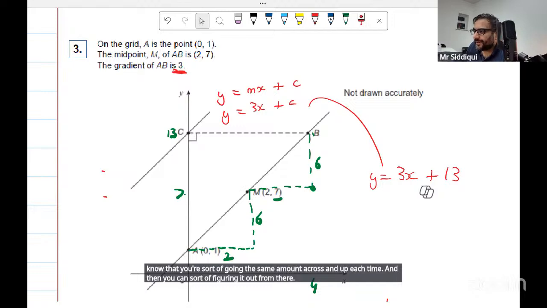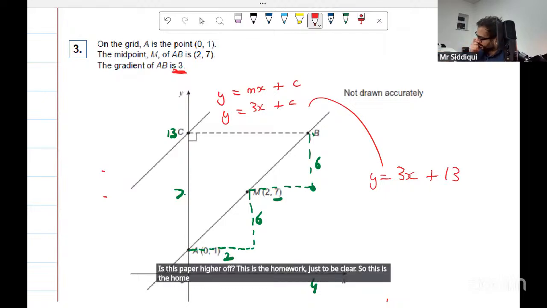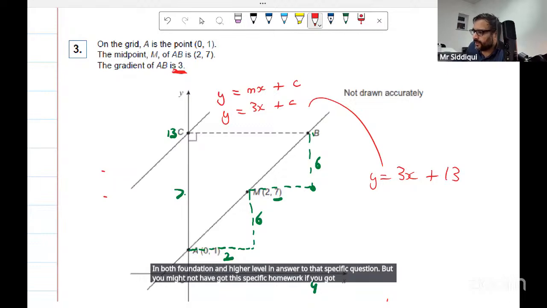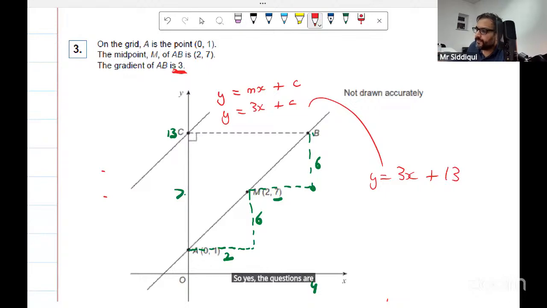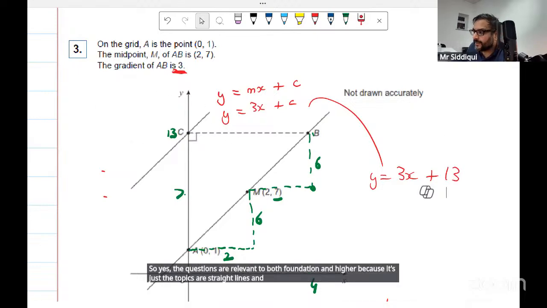Is this paper higher? This is the homework, just to be clear, that we gave to the students in year 10. In terms of topics, simultaneous equations and straight line graphs are in both foundation and higher level. You might not have got this specific homework, if you got a homework at all, because I know you're online. So yes, the questions are relevant to both foundation and higher, because the topics are straight lines and simultaneous equations. So all of it is.